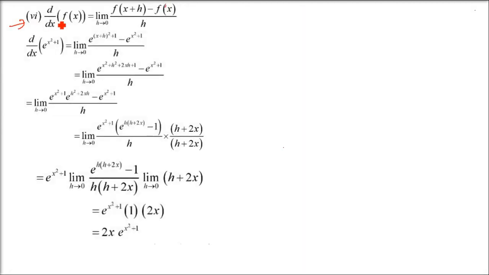Now the next question is the sixth one. f(x) is given as e raise x square plus 1. So make it e raise (x plus h) whole square plus 1 minus e raise x square plus 1, that is f(x plus h) minus f(x), and divided by h. I'll use the division by h later. First let us solve this.